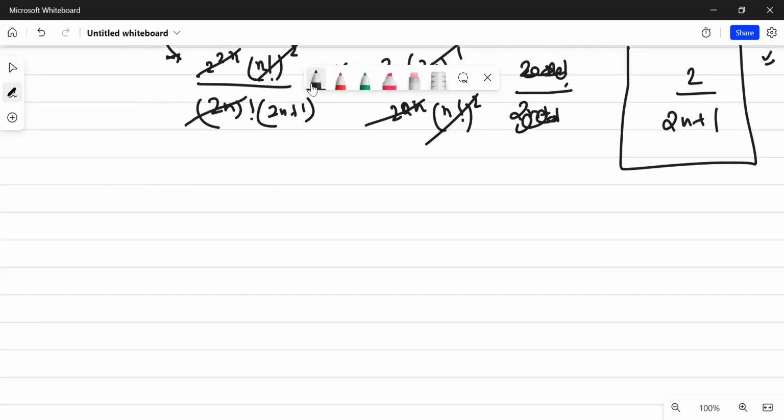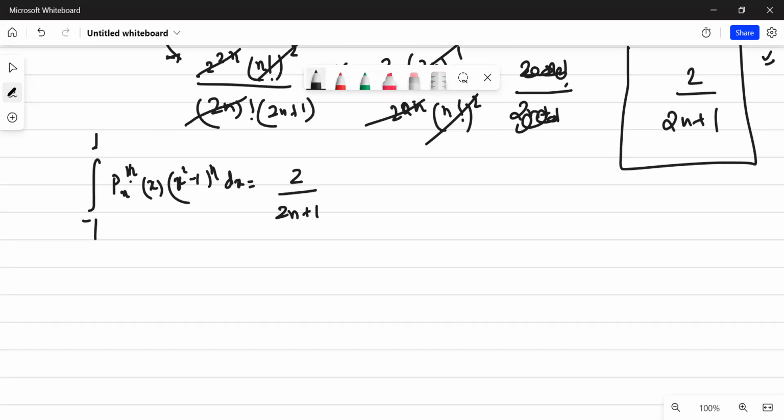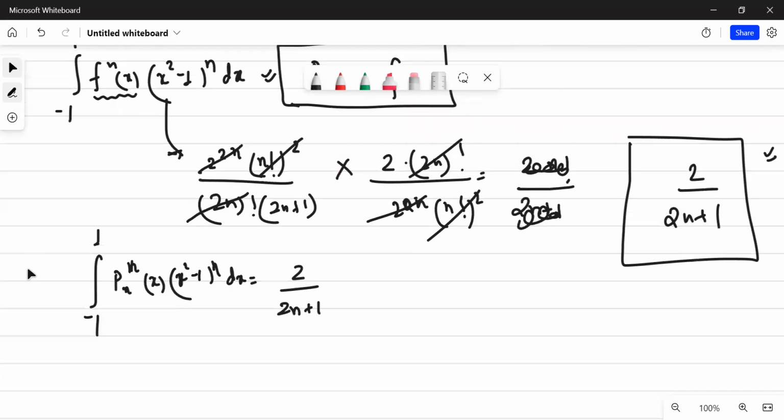This is equivalent to writing that minus 1 to 1, if I'm doing your, like Pn Pn x, and here it was what? Here it was simply x square minus 1 raised to power n dx. So this comes out to be equal to 2 upon 2n plus 1. Is that clear? Now go back to this first step.